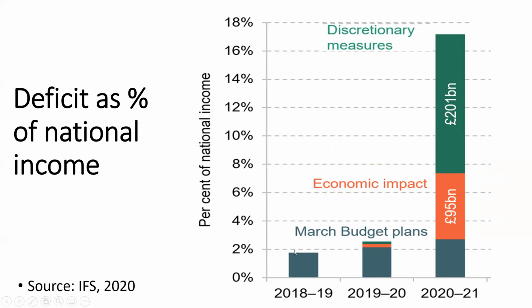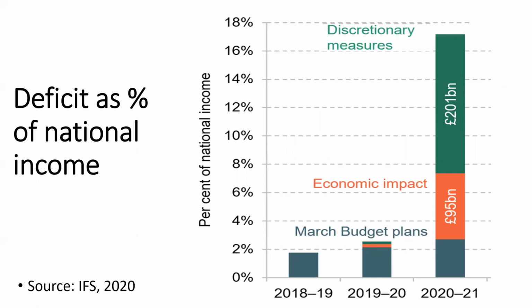If we look at how the deficit has changed, again, as a percentage of national income, it was just under 2% in 2018-19, just over 2% in 2019-20. Then we get to 2020-21, and the deficit goes all the way up into the heavens, way above 16%, to one of the biggest deficits, indeed the biggest deficit we've ever had outside of wartime.